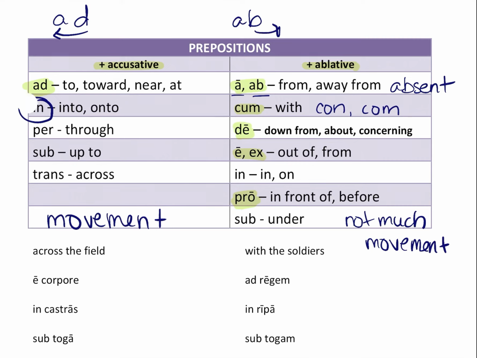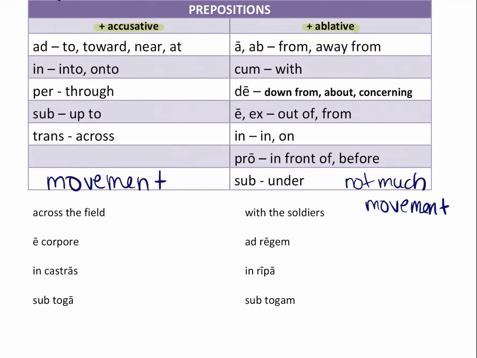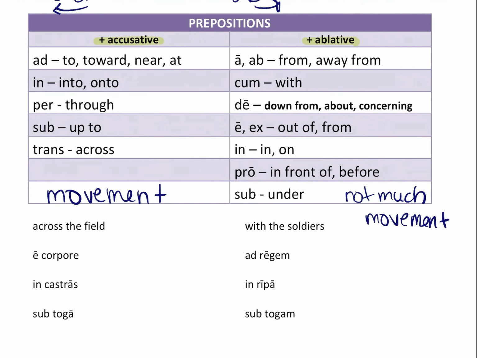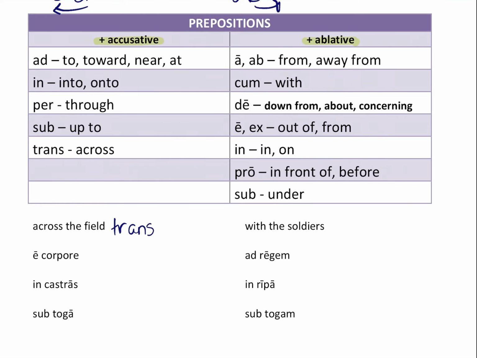Okay, so let's take a look at, I'm going to erase this up here. Let's take a look at some English to Latin and Latin to English. I'll leave the prepositions up so you can see them. So across the field, how would you translate that to Latin? We see trans is across. So we're going to do trans. They do not decline, so lucky for us, these are going to be much easier to do. So trans, and then we have to take the accusative. So ager, agrum, in the accusative, right? In the accusative.